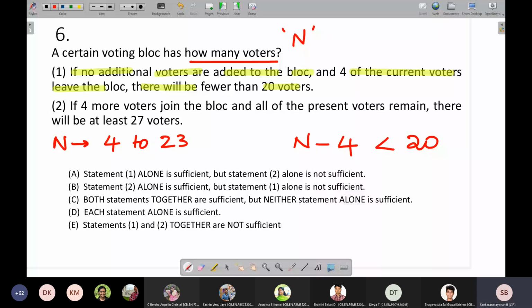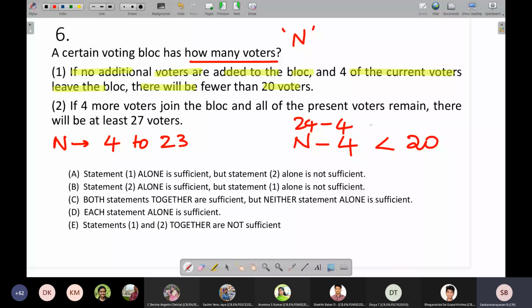Okay, you can see if n is equal to 4, 4 minus 4, 0. 0 is less than 20. You take n is equal to 5. 5 minus 4, 1. 1 is less than 20. Like that, if you consider, you can come up to 23. 23 minus 4, that is 19. 19 is less than 20. I cannot take 24 because 24, if I take for n, 24 minus 4 is 20, but the 20 is equal to 20. 20 is not less than 20. Did you get my point?